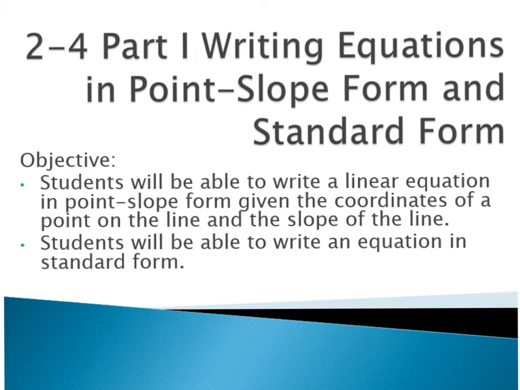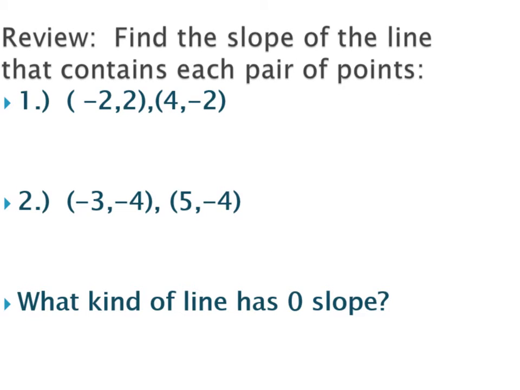In this video, you will learn about writing an equation in point-slope form. First, let's review finding slope. If we wanted to find the slope of a line containing each pair of points, we would first have to identify which points we're calling x1, y1, and x2, y2. So for the sake of the first example, I'm going to say x1, y1, x2, y2.